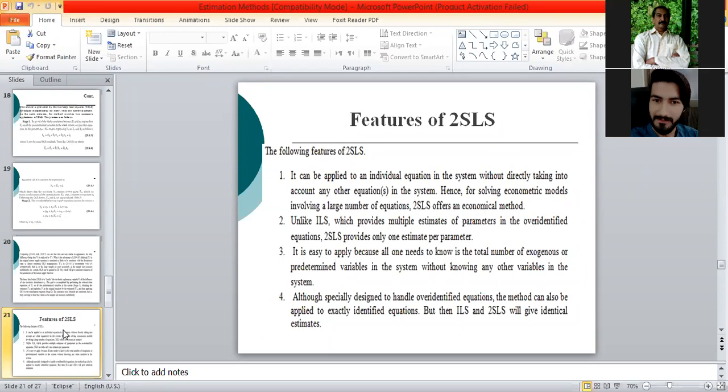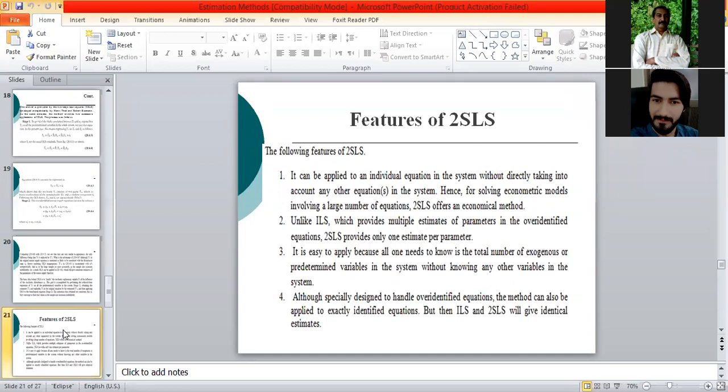It is easy to apply because all one needs is to know the total number of exogenous or predetermined variables in the system without knowing any other variable in the system. Easy to apply. This is a feature of 2SLS.